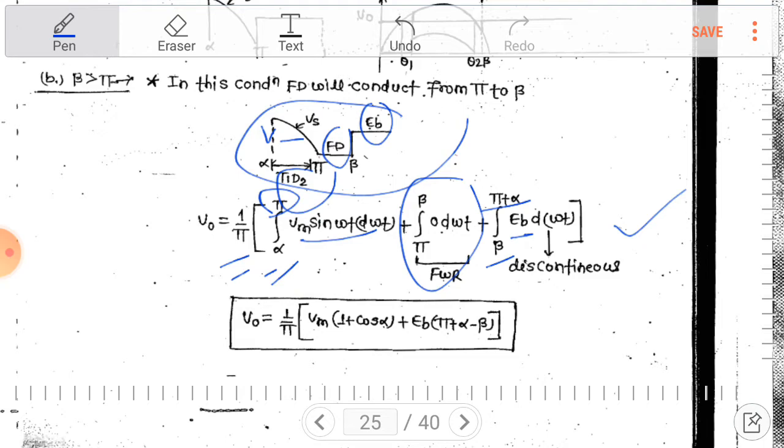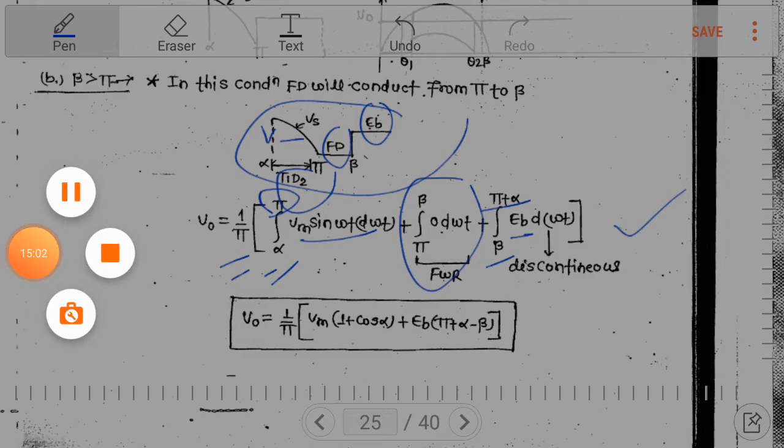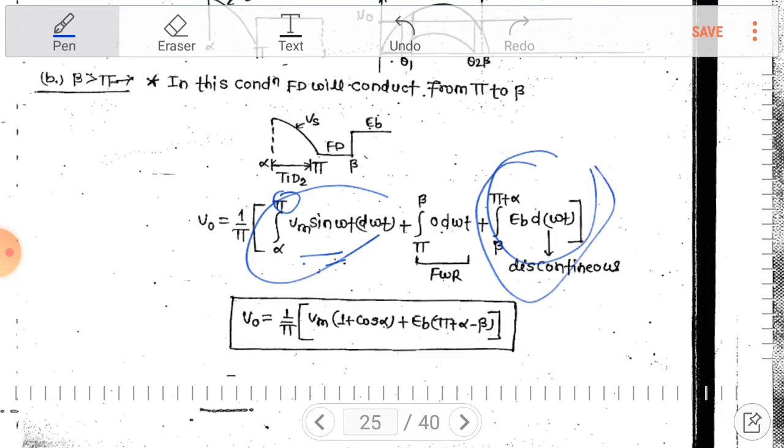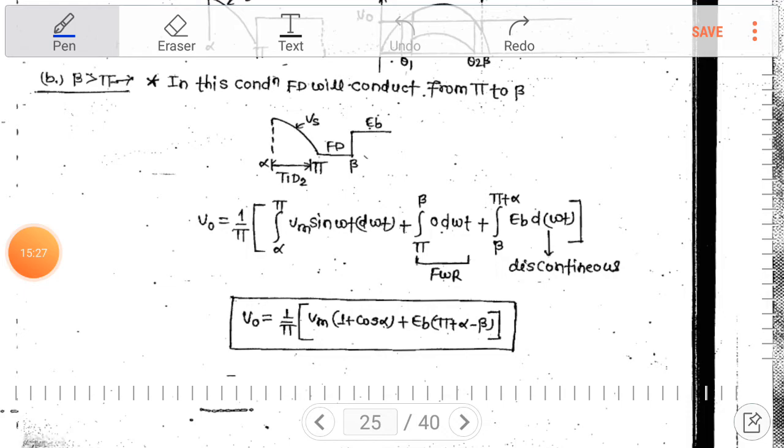In the full wave rectifier, we integrated these two terms, and there the upper limit was beta. From alpha to beta, V output equals Vs, and from beta to pi plus alpha it is equal to Eb. But here the upper limit is pi, and from pi to beta there is a freewheeling period, as we observed. So V output equals 1 by pi, Vm (1 plus cos alpha) plus Eb (pi plus alpha minus beta). This is in radians.